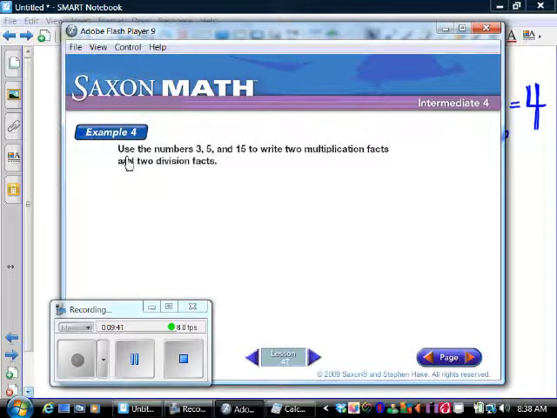Okay, example 4. Use the numbers 3, 5, and 15 to write 2 multiplication facts and 2 division facts. Doesn't that sound familiar? We've done this before. We've been doing it for a long time with addition and subtraction. You'll notice that addition and subtraction are opposites, aren't they? We call that inverse operations because inverse means opposite. So now we're working with another set of inverse operations. Multiplication is the opposite of division.